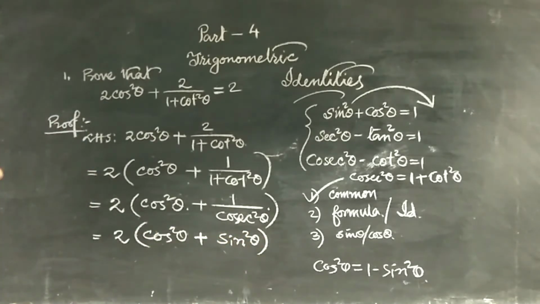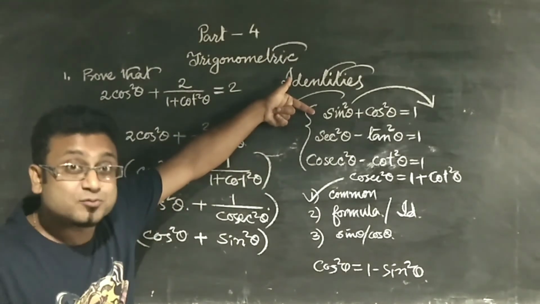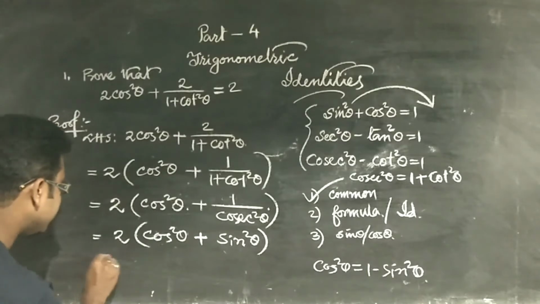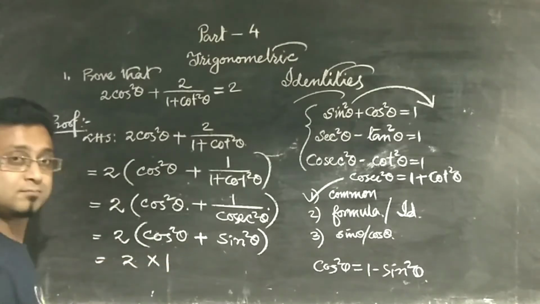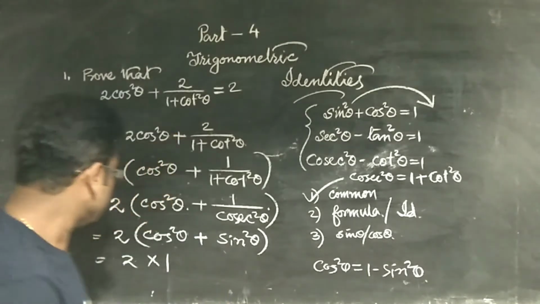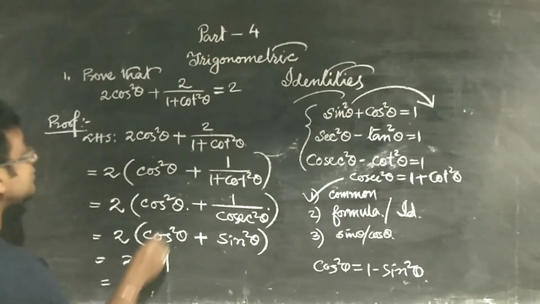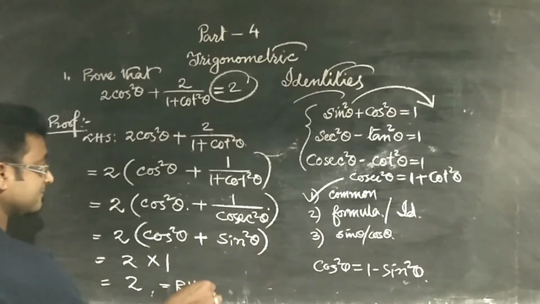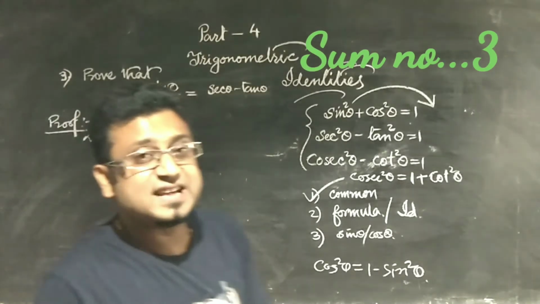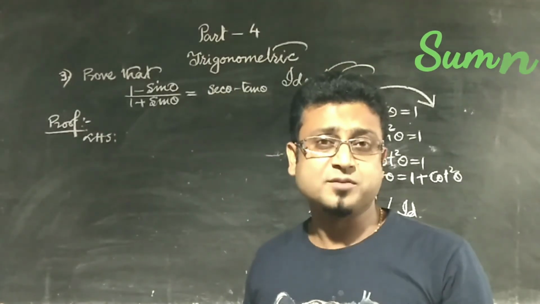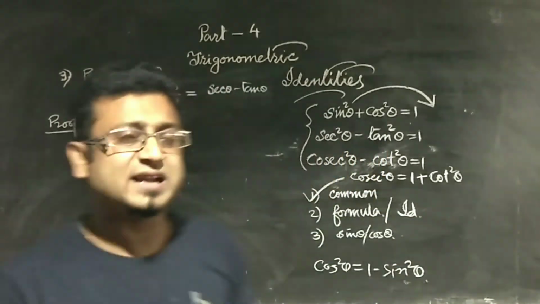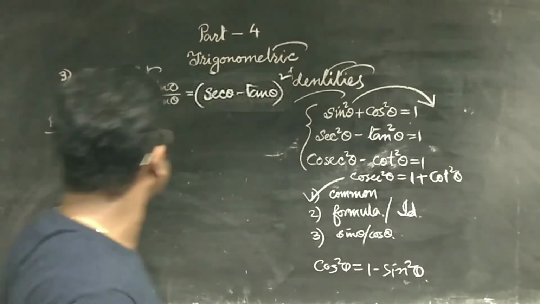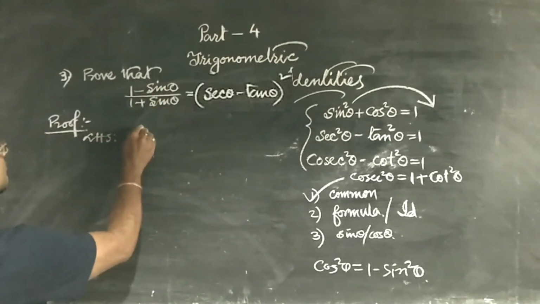Close the bracket. Now just see the identity: sine square plus cos square is 1. So for this one, happily you can write 2 into 1. And 2 into 1 is 2. So just see, we got the right hand side, RHS. So very easily you can do the sums of trigonometry. Now we are doing another one. As I told you, you are to always start from the left hand side. So this is the part that you should start.